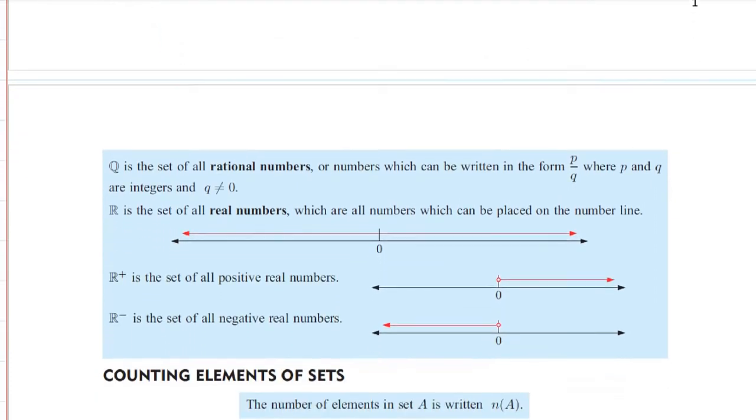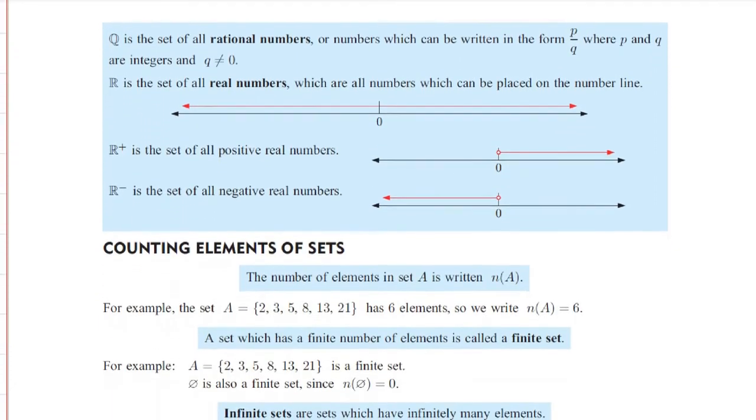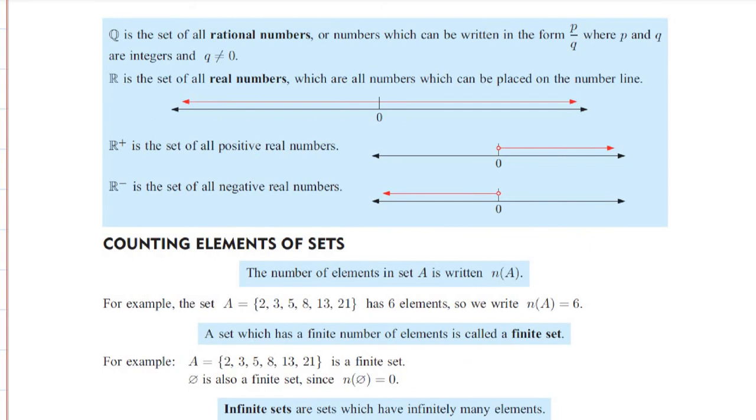We also already talked about Q. That was the set of rational numbers, so anything that can be written in the form of a fraction. So those are things like 1/2 or 0.5, anything like that. R was the set of all real numbers, and those are the numbers that can be placed on a number line. And then positive R would be all the positive real numbers, and negative R, or R negative, would be all the negative real numbers.